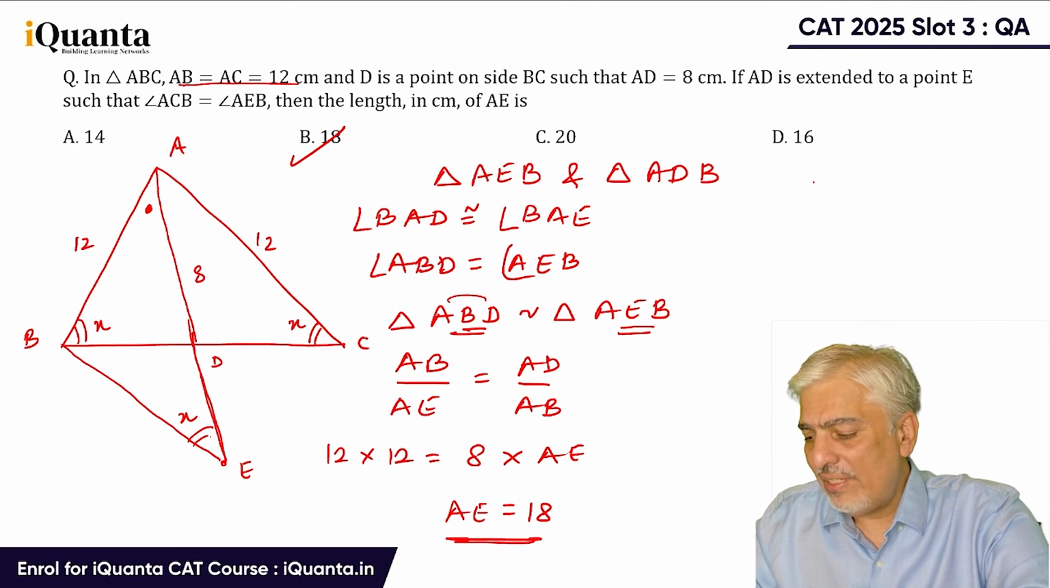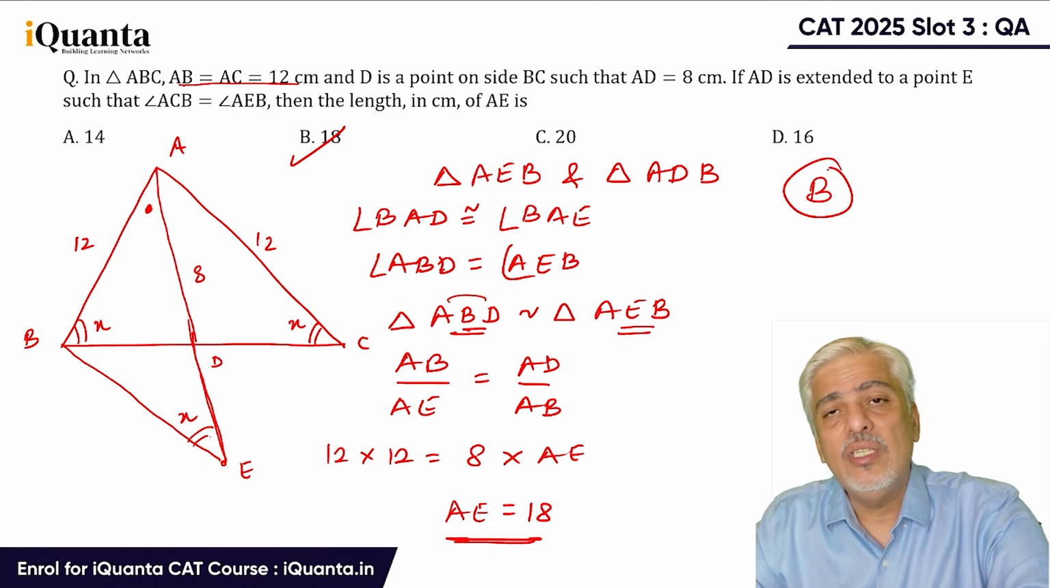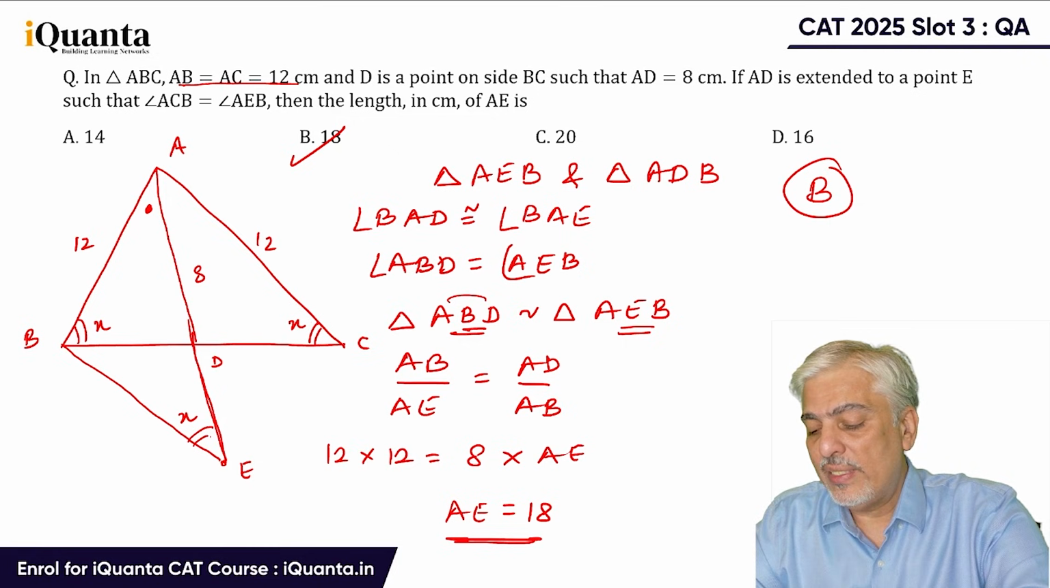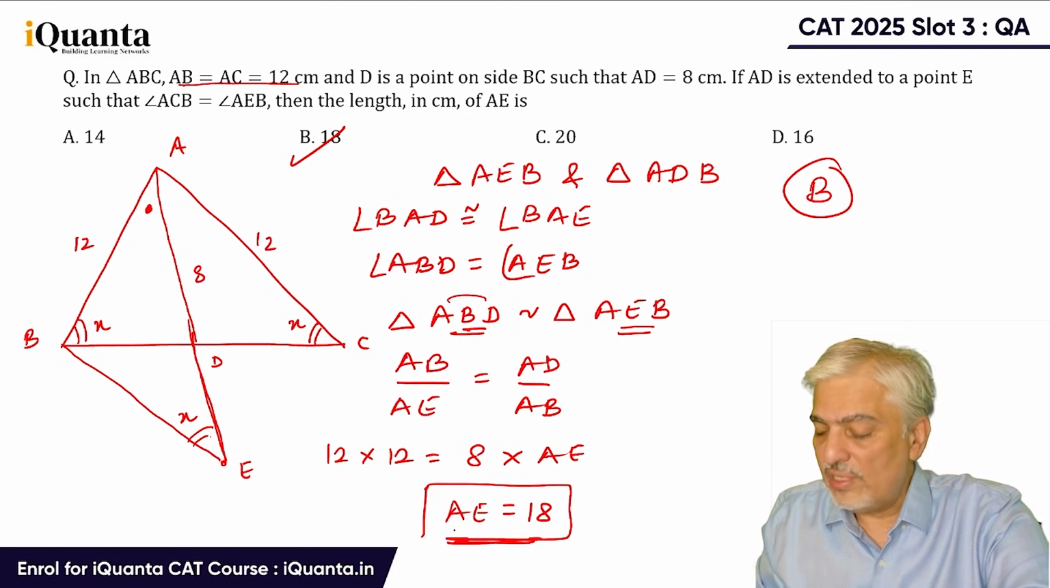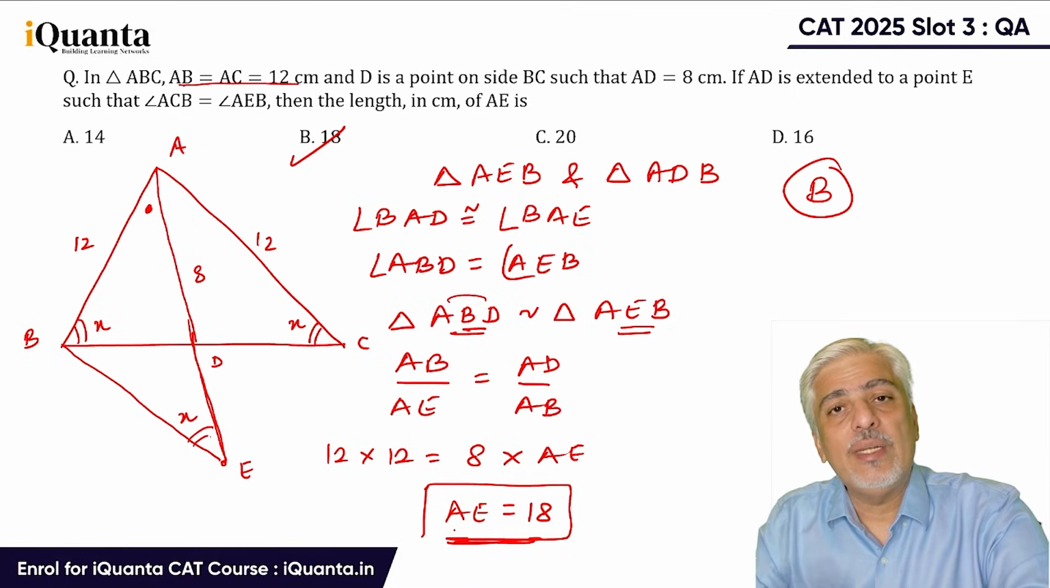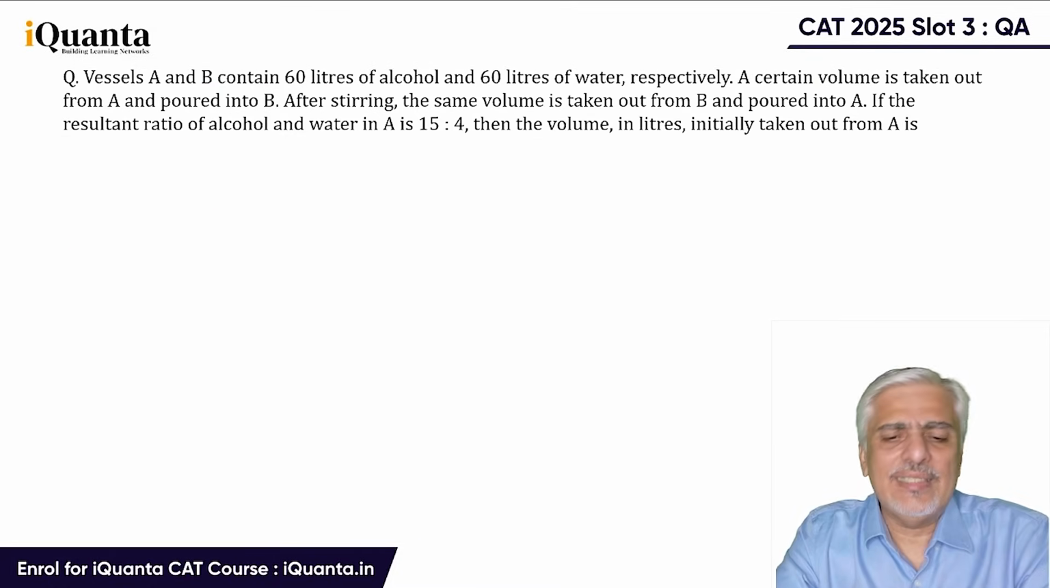Where would I place this question? I would put it at level B, maybe, because the similarity might not strike you very easily. A lot of people are thinking of different approaches. But I thought once you realize it was similarity, it should not have been a very difficult question to get. Let's have a look at the next question.